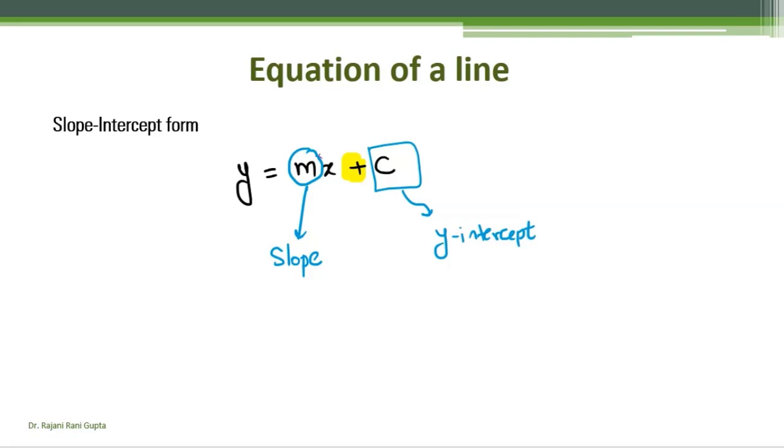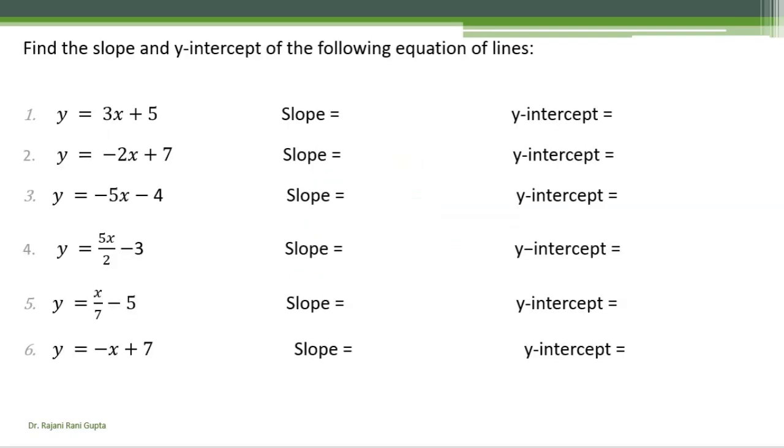Let's see some examples. First equation, y = 3x + 5. Here the coefficient of x is 3, hence your slope becomes 3. And the constant term is plus 5, so your y-intercept is 5 with the positive sign.